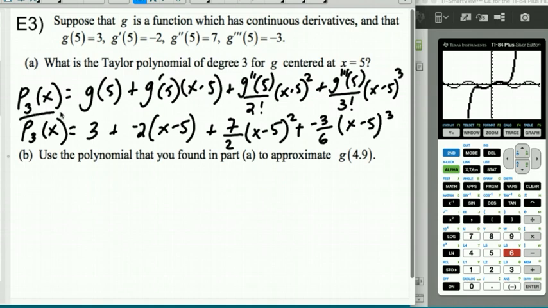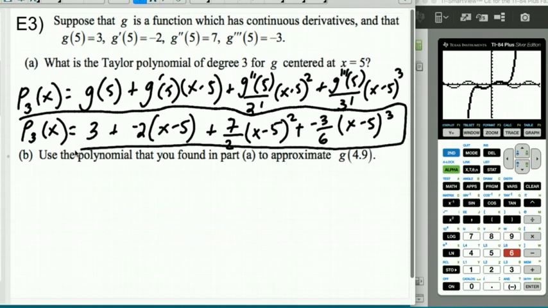This is fine. So this is the answer I would give. If you want to clean up any of those fractions, you certainly could. Doesn't matter. I'm then asked to use that approximation or use that value to approximate g of 4.9. So g of 4.9 is approximately P3 of 4.9. So all I have to do is plug in 4.9.